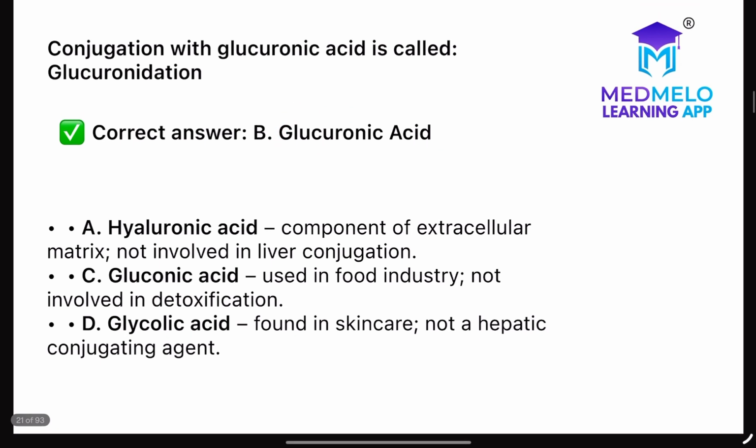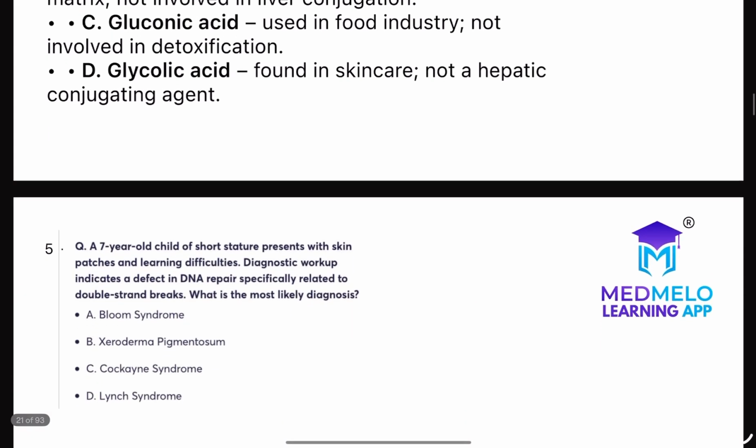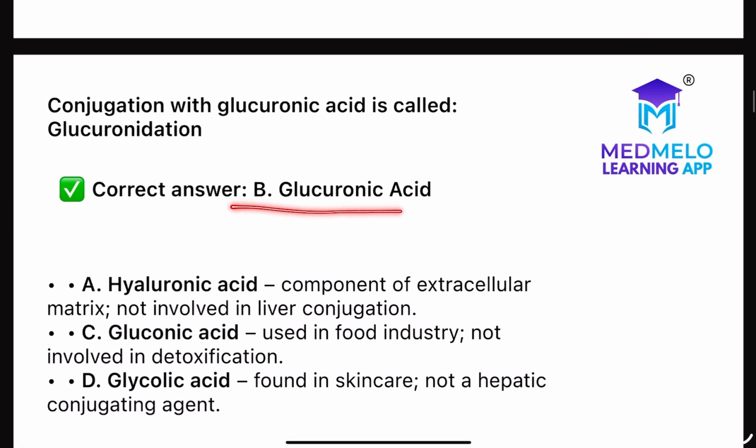Look at the other options, like hyaluronic acid. It is a component of the extracellular matrix, not involved in liver conjugation. Next, option C is gluconic acid, which is used in the food industry and not involved in detoxification. The next option is glycolic acid. It is found in skincare, not a hepatic conjugating agent. So the answer is glucuronic acid. Glucuronic acid is involved in the conjugation process in the liver.